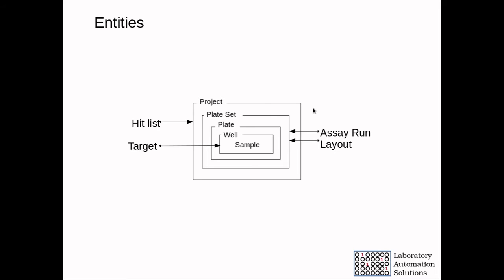LIMS Nucleus works with a series of nested entities. The highest level entity, a project, contains plate sets which contain plates which contain wells which may hold samples. An assay run may be associated with a plate set. A layout is applied to a plate set. A collection of hits is associated with a project, and a sample can be applied to a target.